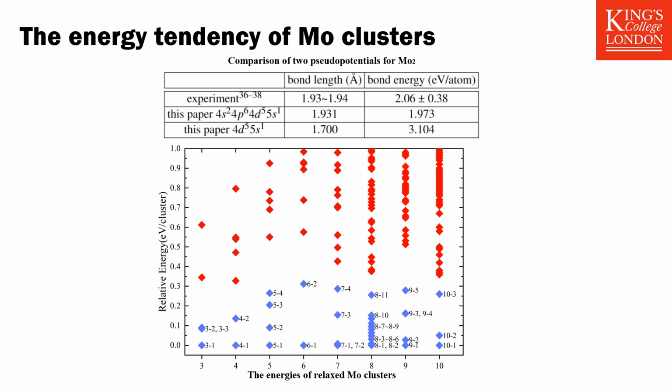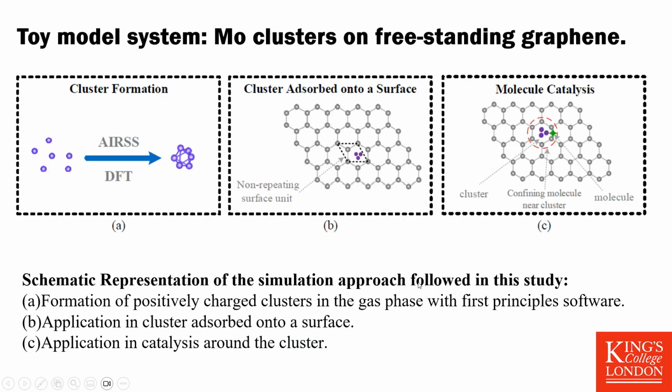And also, if we use structure search software, we get a lot of structures. As shown here, we searched from 3 atom clusters to 10 atom clusters, and because there are so many, we choose the ones with lower relative energy, just the blue ones. Here I want to show what we can do next when we get the cluster.